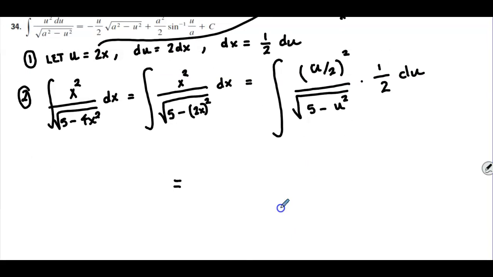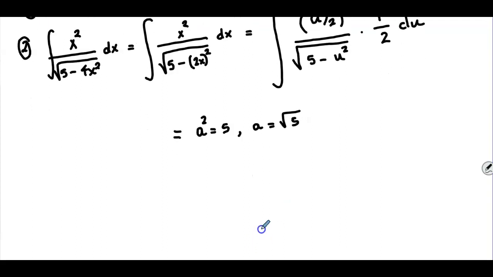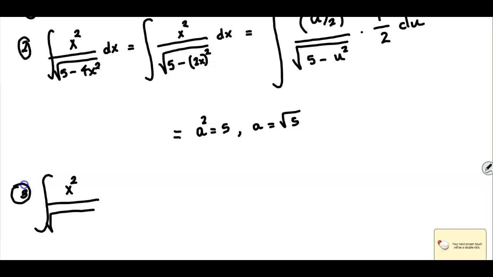So if we continue, we then know that in our denominator, technically a squared is equal to 5. And therefore, if you take the square root of both sides, then a would equal the square root of 5. So why do we need to do that? Well, if we take a look at step 3, again, our original question was x squared divided by the square root of 5 minus 4x squared dx.